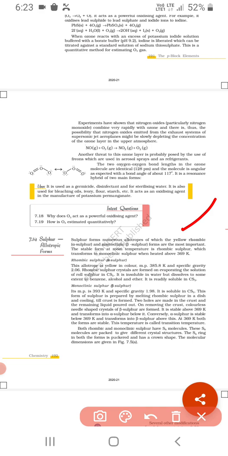See students, here rhombic sulfur forms monoclinic sulfur above the temperature 369. So we can easily say that 369 Kelvin is a transition temperature at which rhombic sulfur transforms into monoclinic sulfur. Now we are going to discuss the comparison of rhombic sulfur with monoclinic sulfur.